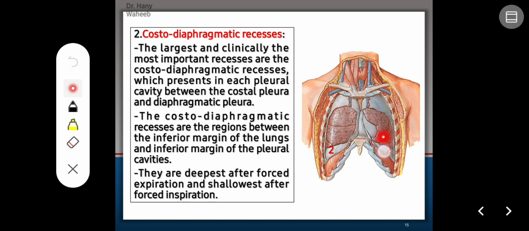They are deepest after forced expiration, because in forced expiration the inferior margins of both lungs are raised upward, leaving a larger part of the space below them. These recesses become shallowest after forced inspiration because the inferior margin of the lung enters into these recesses during forced inspiration. So the costodiaphragmatic recesses are deepest in forced expiration and shallowest in forced inspiration. The inferior borders of the lungs enter into these recesses in forced inspiration.